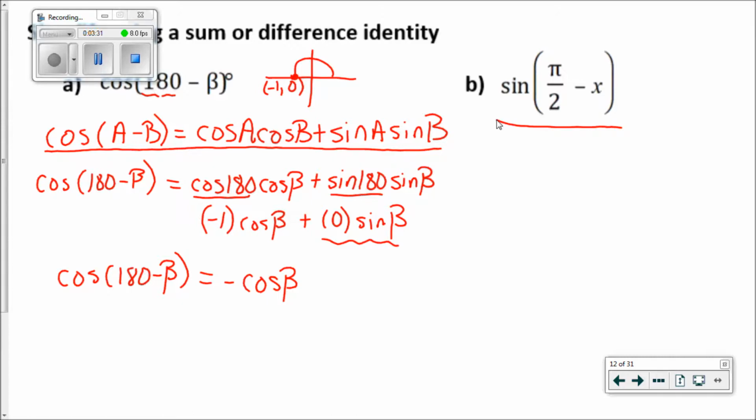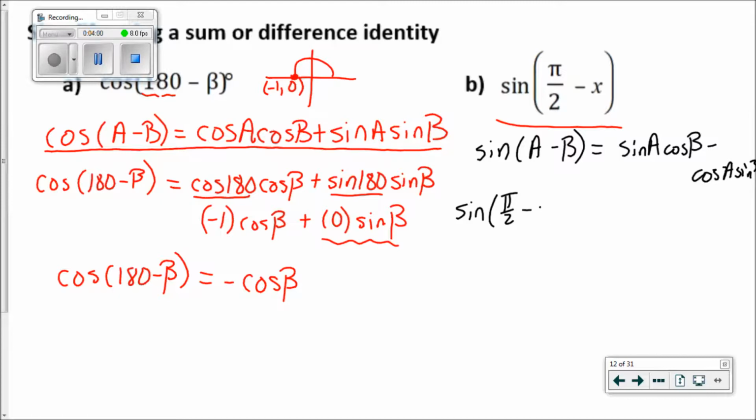Okay, hopefully what you saw here with the difference of sine is that sine A minus B is equal to sine A cos B minus cos A sine B. And in this case, A is pi over 2, and x is our B. So the sine of pi over 2 cosine x minus cosine pi over 2 sine x.